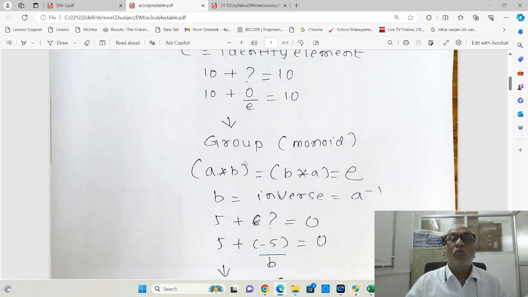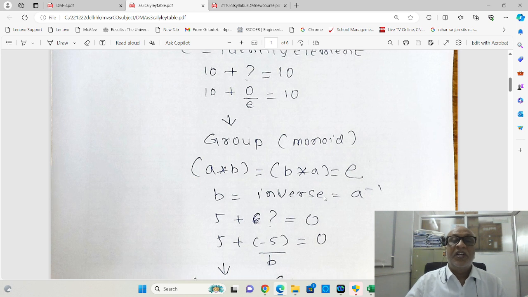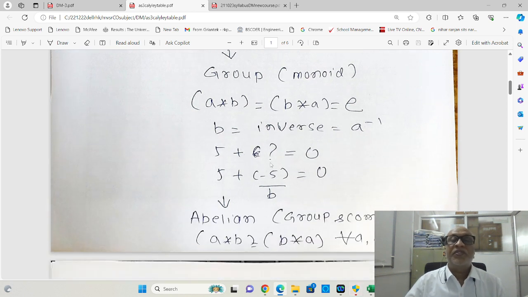A monoid is a group if it holds the inverse property. And what is this inverse property? Let us say A binary operation B is equal to B binary operation A, which is equal to the identity. So, B will be called the inverse of A. B is represented as A inverse. Let us say we want to find 5 plus an inverse element equal to the identity. So, here minus 5 will be the inverse element. So, the value of B will be minus 5, which is the inverse of A, which is 5.